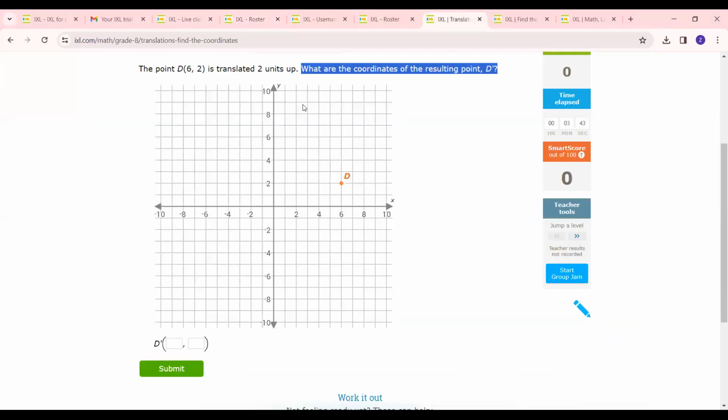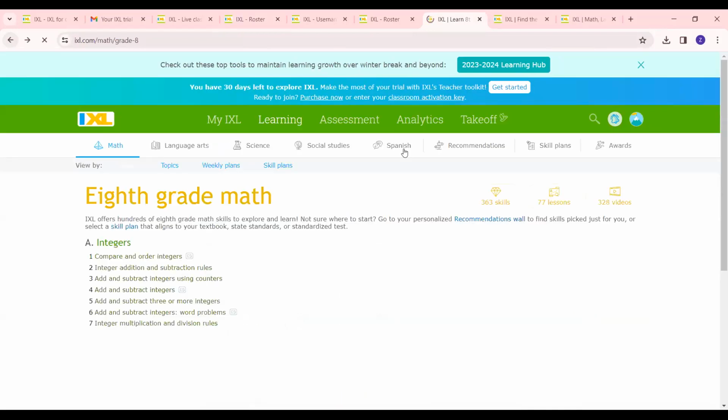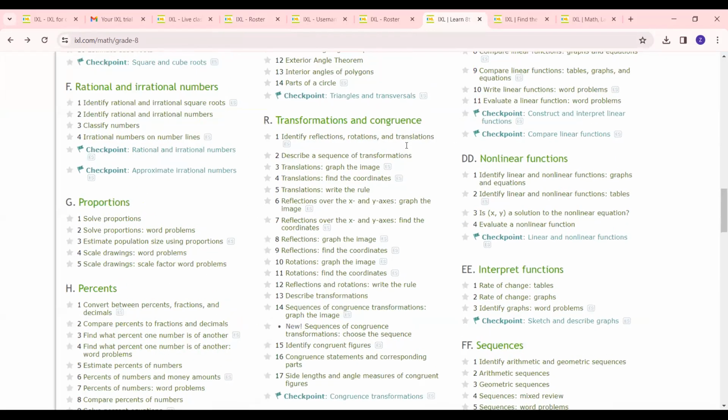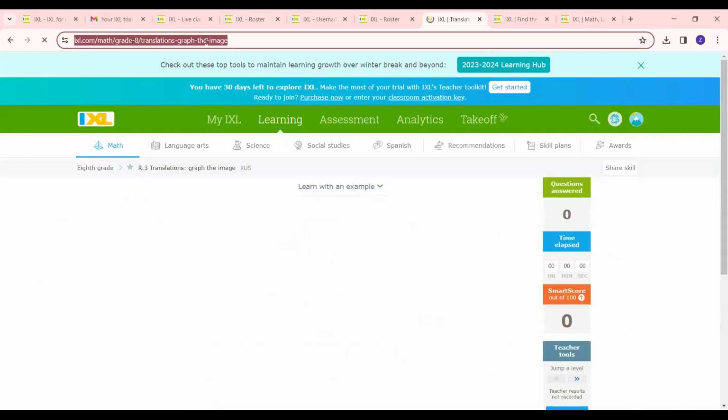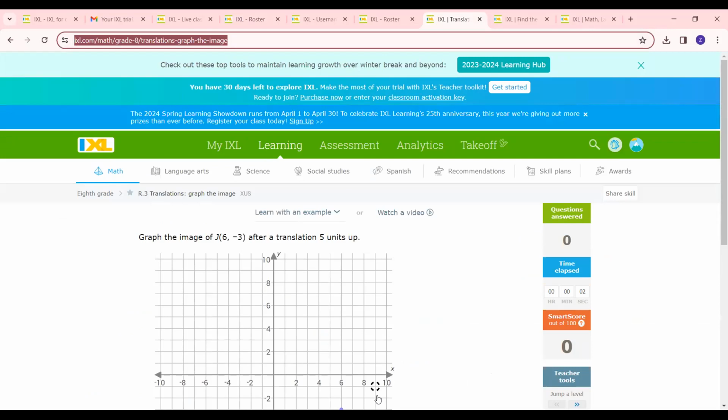And quiz 2 is definitely graphing the image. Okay. So this is quiz 2.